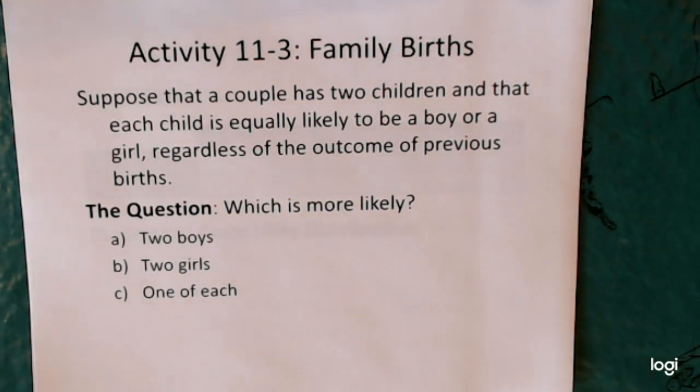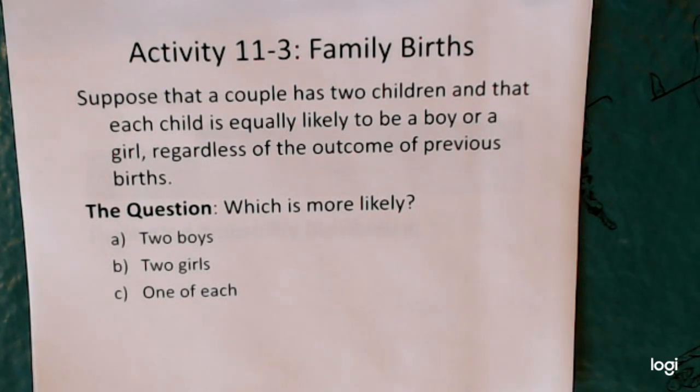Okay, so here's the scenario. It says, suppose that a couple has 2 kids and that each child is equally likely to be a boy or a girl regardless of the outcome of previous births. Okay, so 50-50 chance of getting a boy or a girl, and they have 2 kids. So the question is, which scenario is more likely?